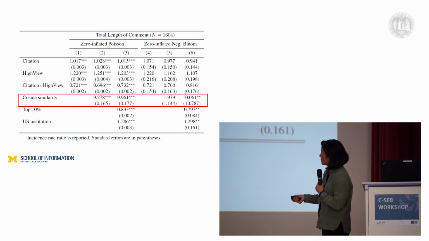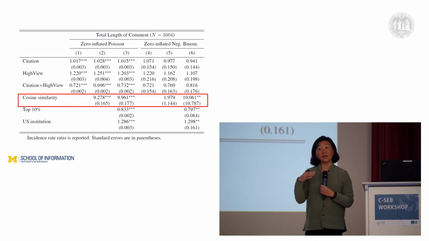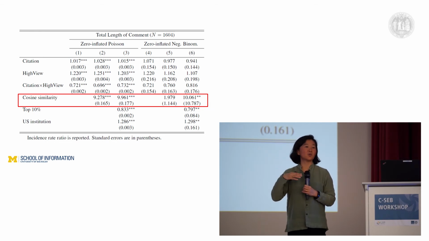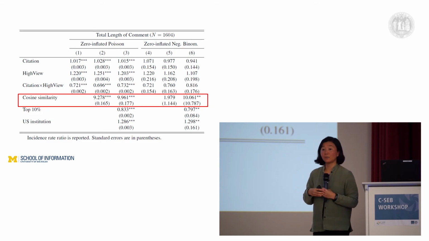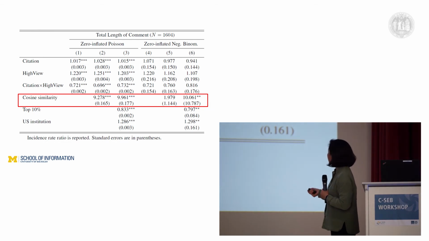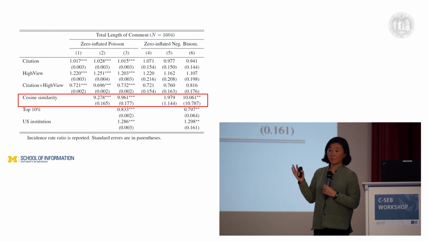And the other interesting feature is that people who are in the top 10%, rated by REPAC, so these are probably the more senior, more influential people, contribute less, or fewer characters. That's what it means. So these are the incidence rate ratios, which means that if it's below 1, that means it's less.